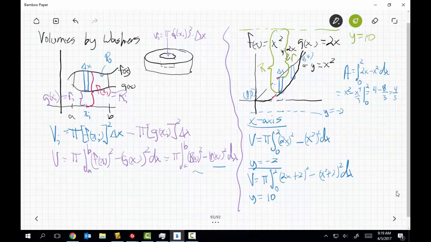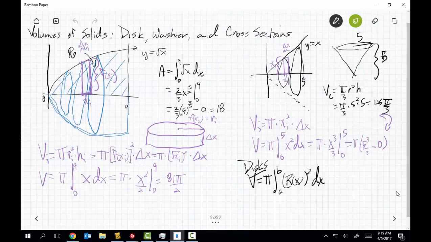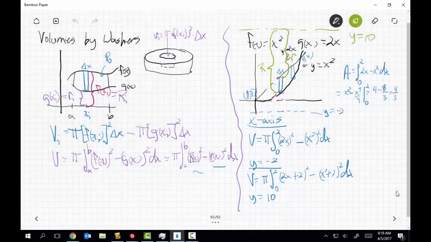Now, remember back here when we did the square root of x, notice no hole. Here was my slice of action. Here was my axis of rotation, and there wasn't a hole. So that's a good thing to sort of remember. Sorry, I'm getting ahead of myself. All right, so let's do y equals 10.